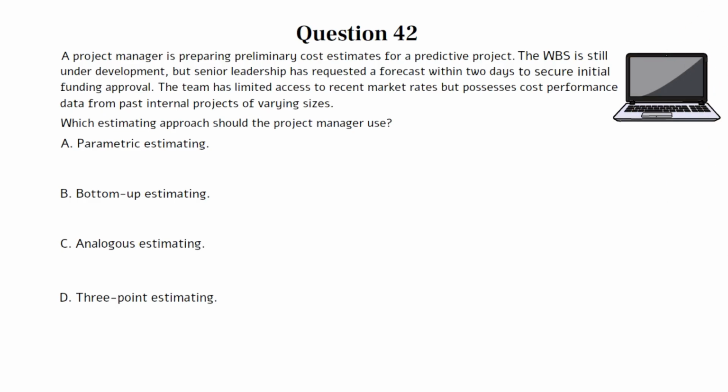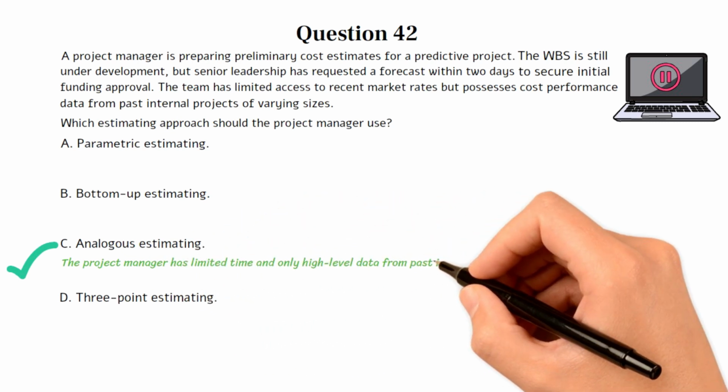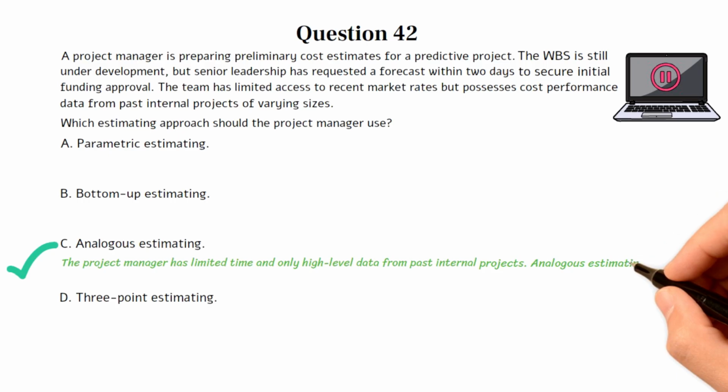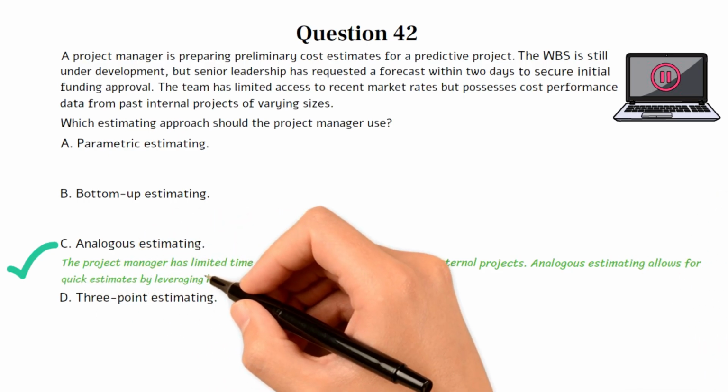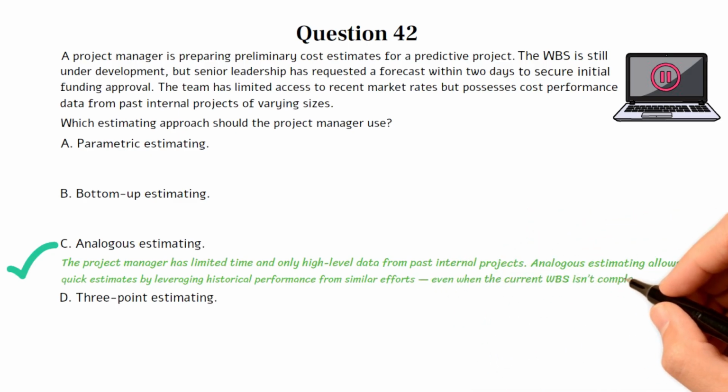You can pause the video here if you need more time to work on the question. The correct answer is C. This question tests your ability to choose the appropriate cost estimation technique based on the level of project definition, data availability, and time constraints, all critical considerations in predictive planning. Choice C is the best option because the project manager has limited time and only high-level data from past internal projects. Analogous estimating allows for quick estimates by leveraging historical performance from similar efforts, even when the current WBS isn't complete.